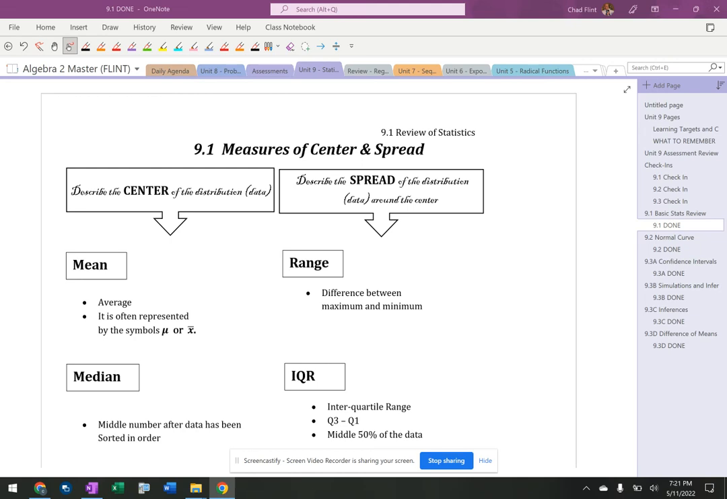All right, so we're going to start this unit off by looking at some review from some statistical stuff that you've done in the past: mean, median, mode, and then range and some other things like that. So just a quick rundown of what things are.